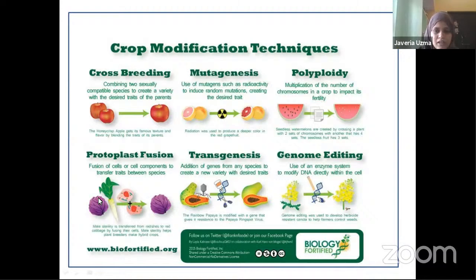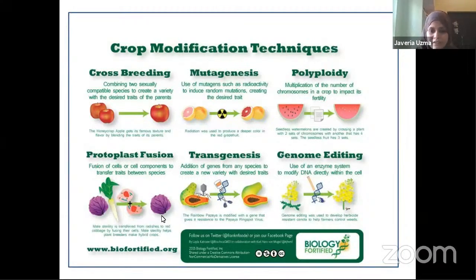Get the desired trait. The next one is protoplast fusion. When you fuse two cells without any cytoplasm and without any cellular membrane, and only protoplasm is fused, then desired traits will be obtained. Like here, a trait known as male sterility is transferred from radishes to red cabbage by fusing their cells. Male sterility helps plant breeders make hybrid crops. So this is one of the techniques, male sterility, which gives some desired traits in crops. That can be done using a technique known as protoplast fusion.